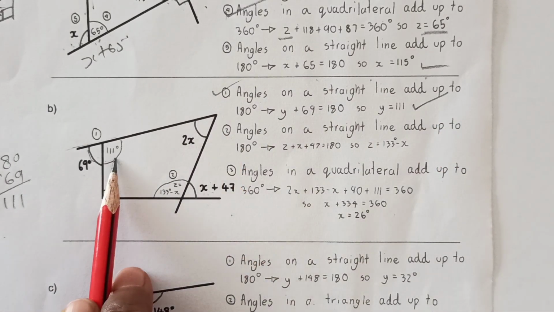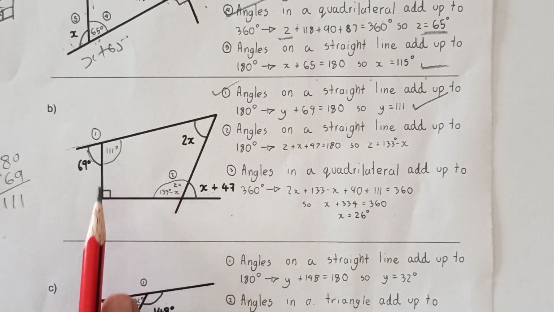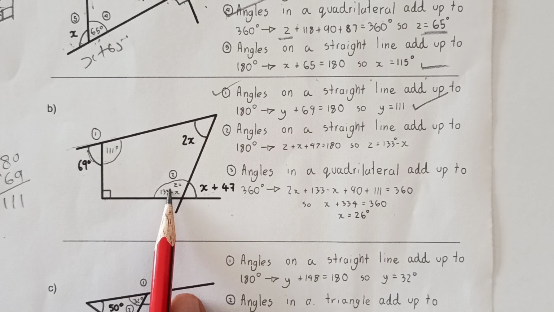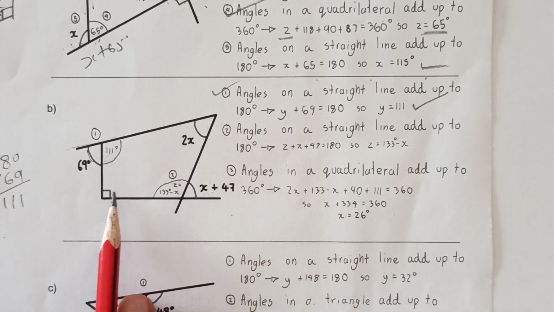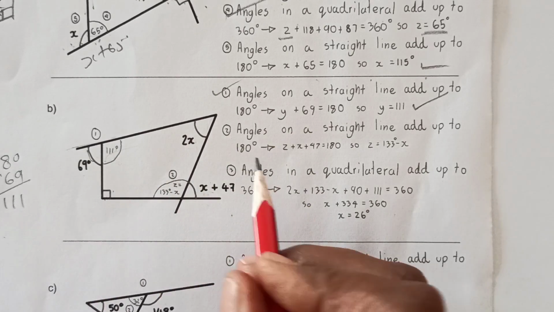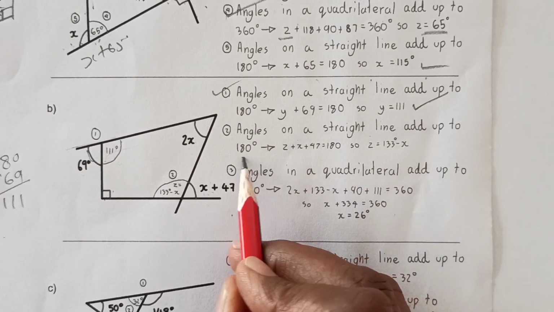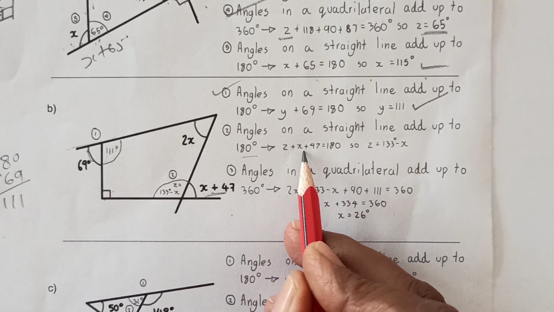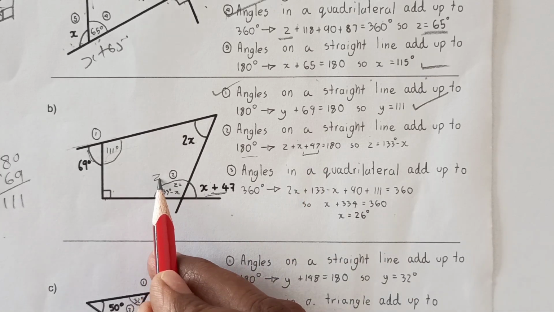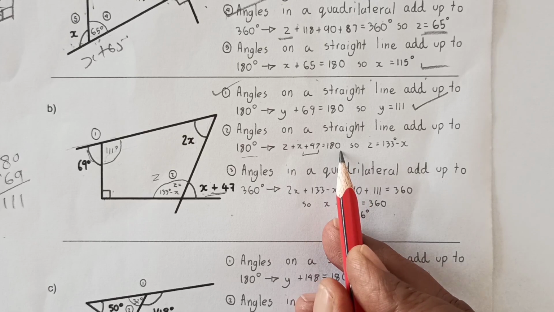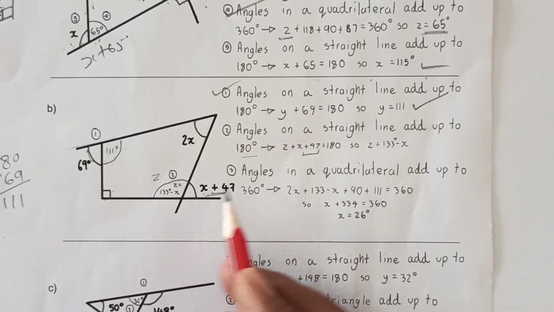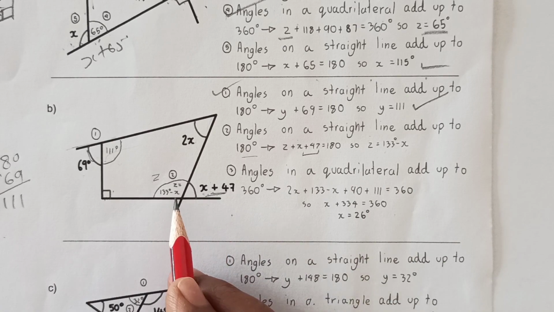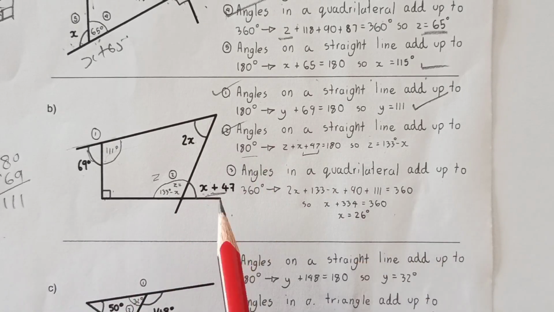And the second step, now we got this angle. This angle is 90, right? And this is 2x. So we may have this angle also in terms of x, so that we can add up all these to 360 degrees. Now angles on a straight line add up to 180. So this one, x plus 47 plus, let's say this angle is z, is equal to 180. So then angle z is going to be 133 minus x, by subtracting from 180. Okay, so that is the second step.